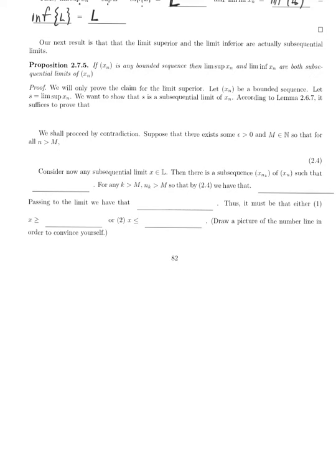So let's do it. As is my wont when I have a claim about suprema and infima, the two proofs will be the exact same, so I'll just prove it for the one. I'm only going to prove that the limit superior is itself a subsequential limit. And let's remember this was two lectures ago, Lemma 2.6.7.